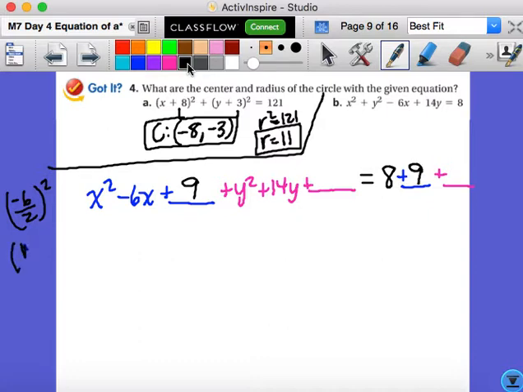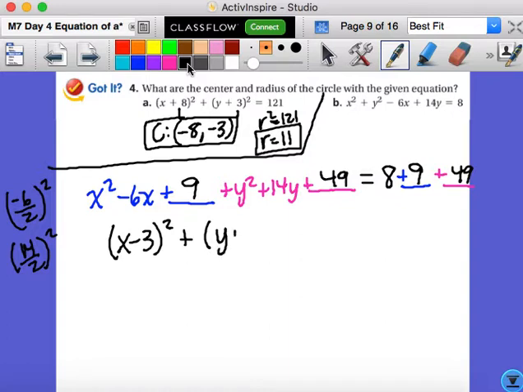Half of 14 squared is going to be 49. And I'm going to add that to both sides. I'm going to factor the x like I normally would. So factors of 9 that add to -6 are -3 and -3. Then I'm going to factor the y's like I normally would. Factors of 49 that add to 14 are 7 and 7.